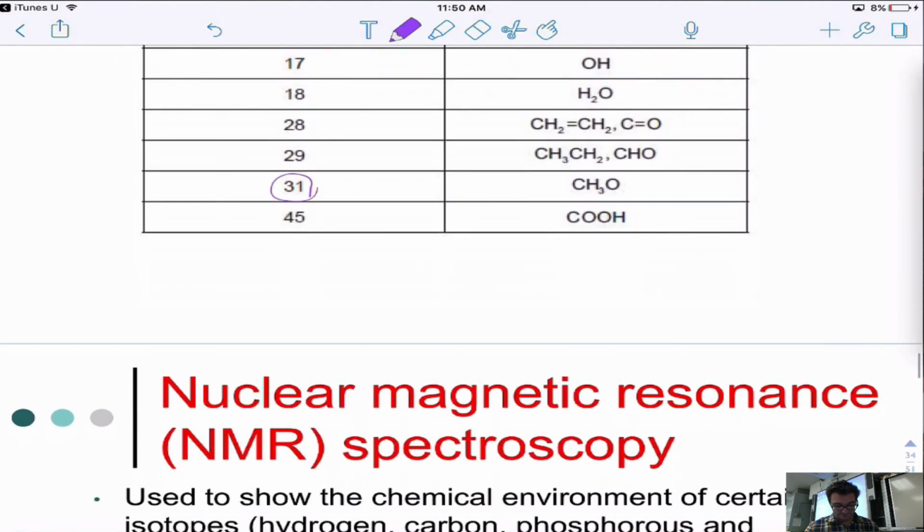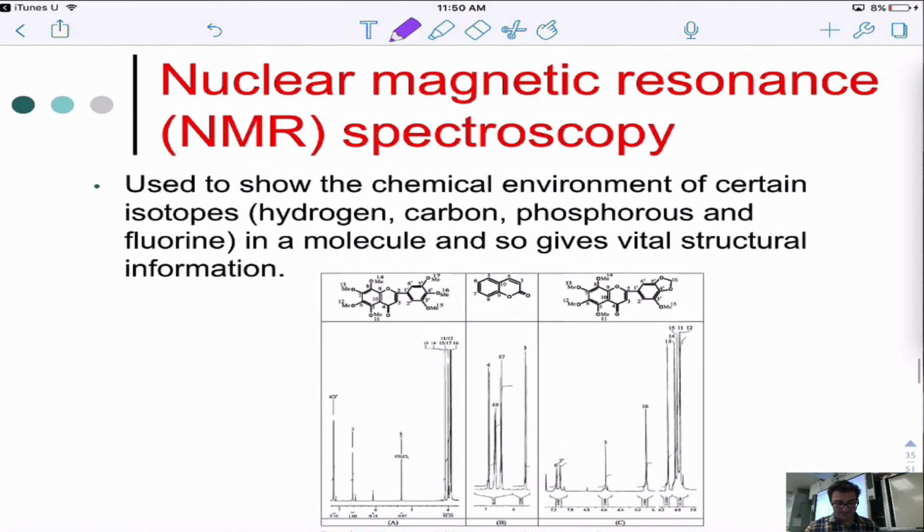Okay, the next thing that we'll do is NMR. And with NMR, it tells you the location of hydrogens. There are different types of NMR, like carbon-13 NMR, but we're going to focus only on hydrogen NMR. And we'll do this next time.